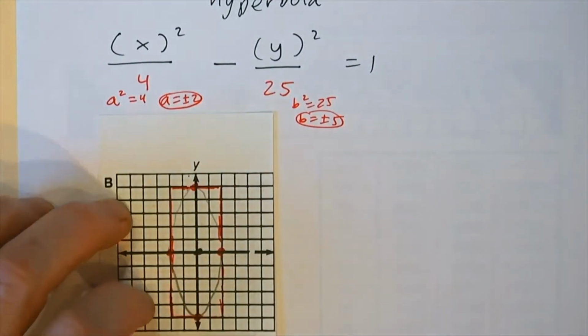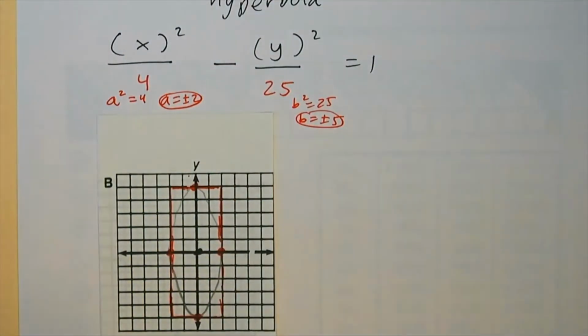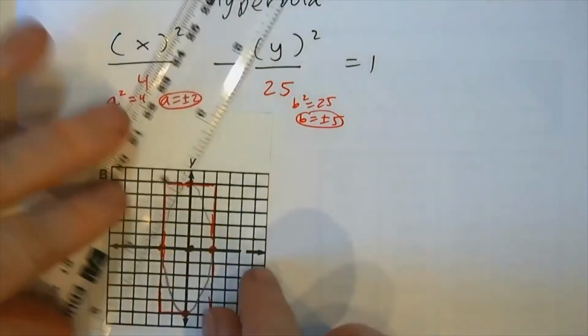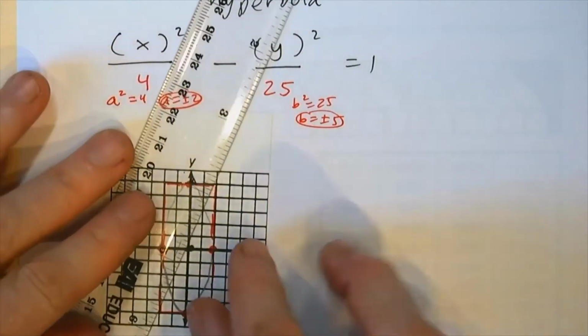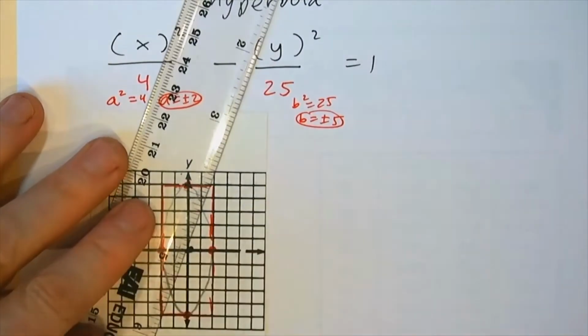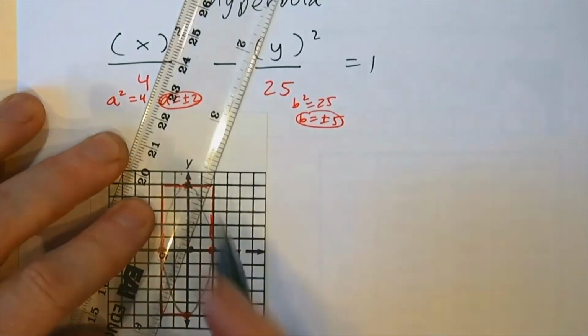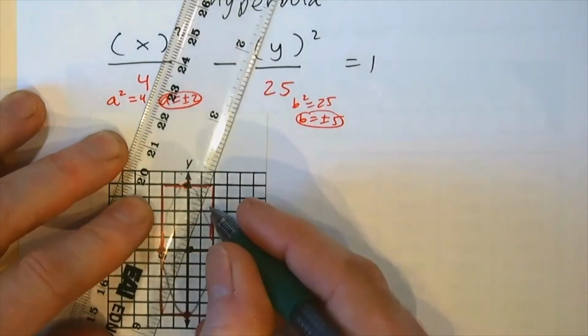Okay, what do you do now? You use a ruler, and you're going to draw 2 asymptotes. In other words, invisible lines the graph gets really close to. A little more work. You're going to draw a diagonal line from corner to corner.